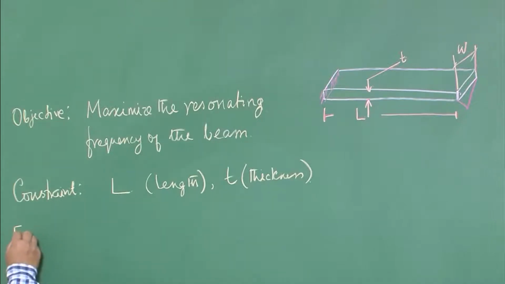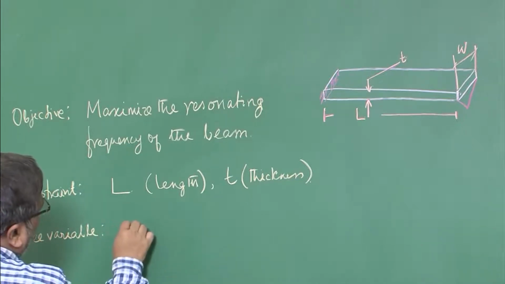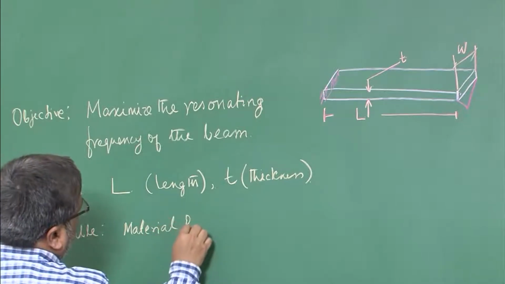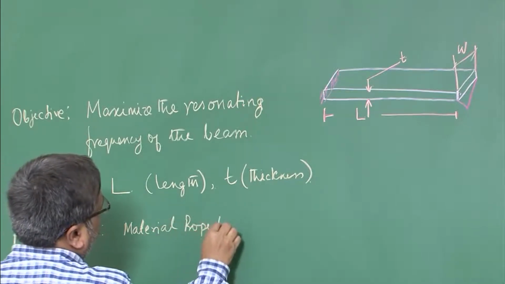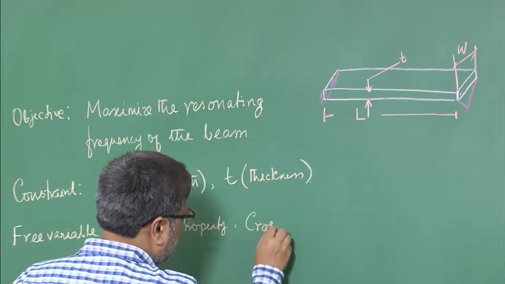So, what is the free variable for us then? The free variable is of course the material property. So, the selection of material and the cross sectional area.